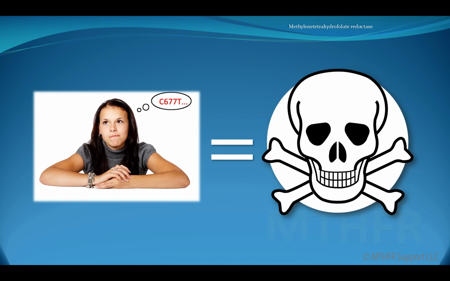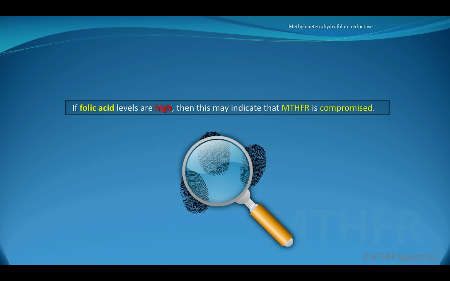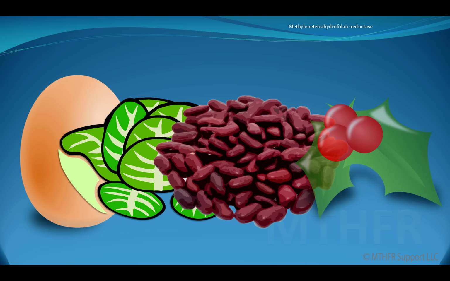Just because you have an MTHFR SNP does not mean it is expressing. Many people have MTHFR, but who are the ones in need of L-methylfolate? If folic acid levels are high, this is a strong indication that MTHFR could be compromised. People who have this gene compromised will have trouble converting folic acid into the more active bioavailable form of folate, so in turn you will see folate low if they're not getting folate-rich foods like eggs, leafy greens, beans, and berries.